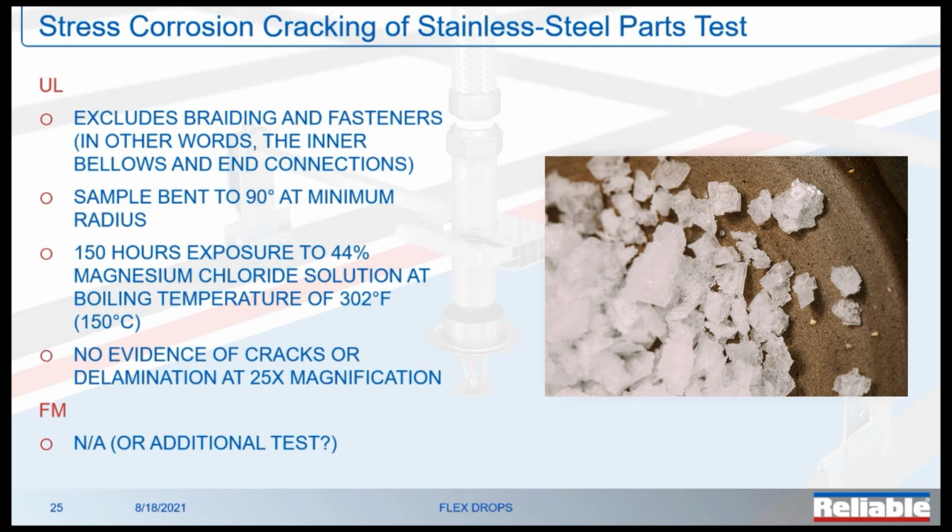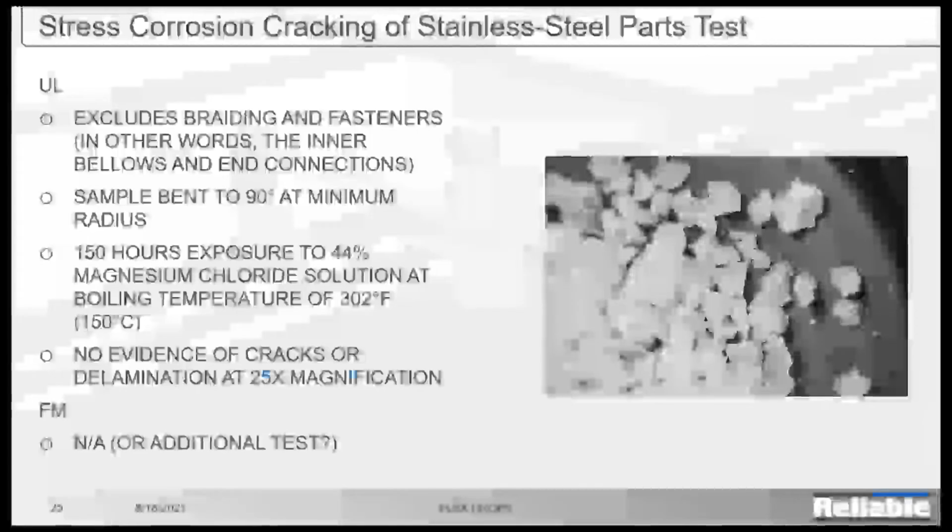And then for Factory Mutual, they don't concern themselves again with the stress cracking, or it's an additional test. Now, boiling magnesium chloride sounds really ominous, but in reality, magnesium chloride is simply a type of salt. It's very, very prominent, fourth most common element on the earth. It's the 11th most abundant element in your body. And it's responsible for about 300 enzyme reactions in your body. So if you're on the health circuit, or you hear people talking about, well, I need to maybe take some magnesium, that is why. I would suggest you don't drink it at 302 degrees, however.